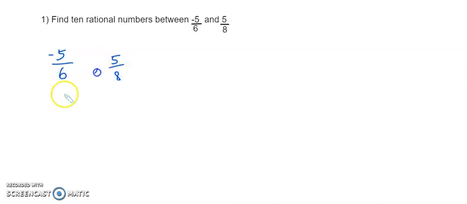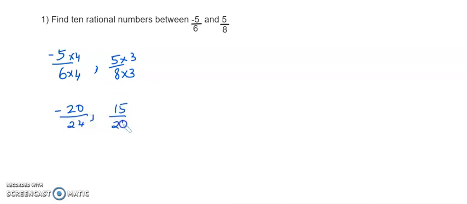So what is the LCM here? 24, because the LCM of 6 and 8 is 24. So the denominator will be 24. That means I have to multiply this by 4 and the other by 3, since 8 3s are 24. So I'm first changing my unlike fraction into a like fraction, and that will change to negative 20 by 24 and 15 by 24.